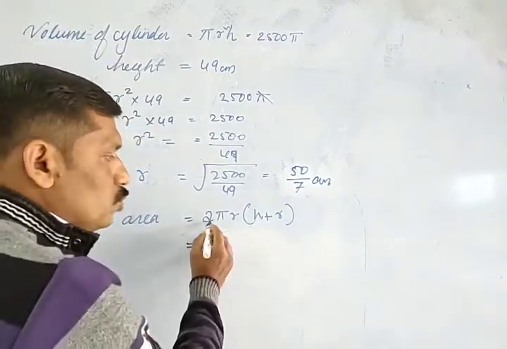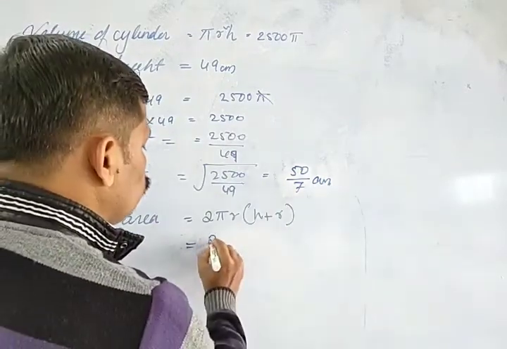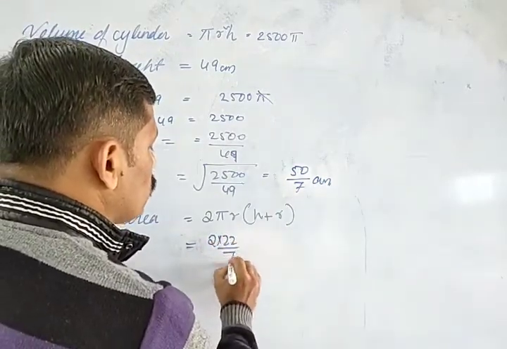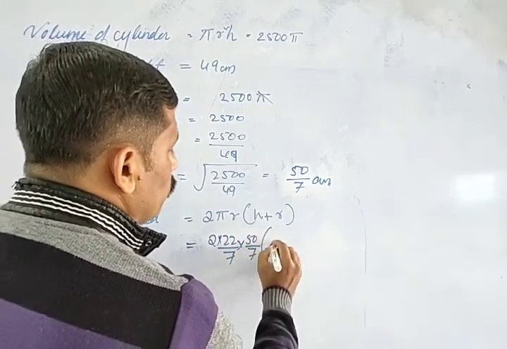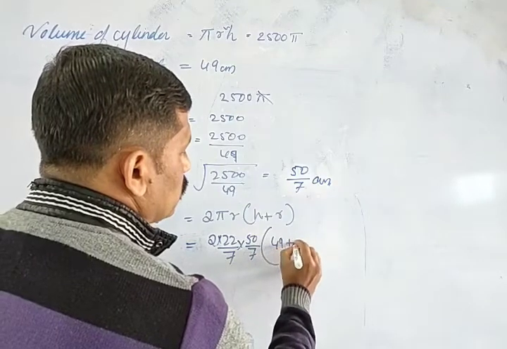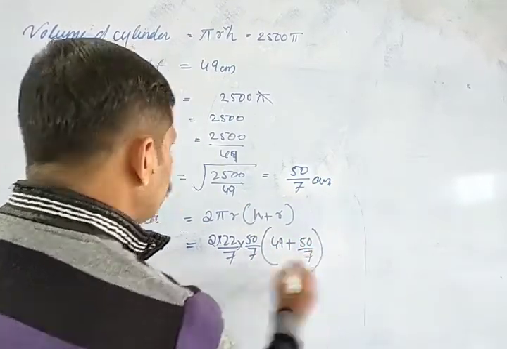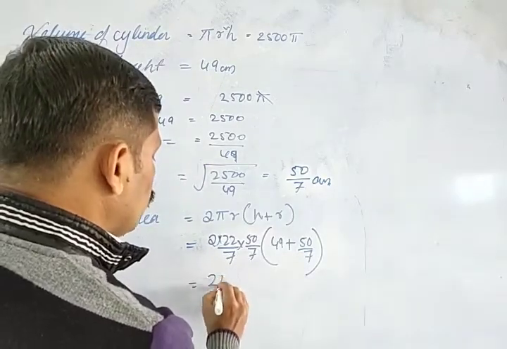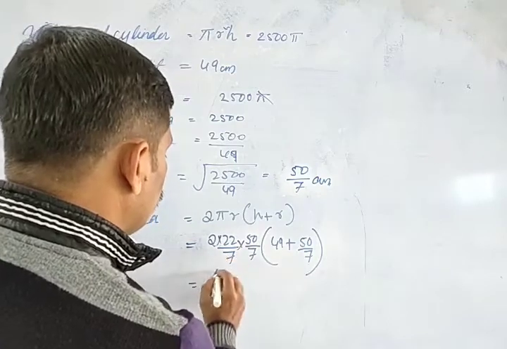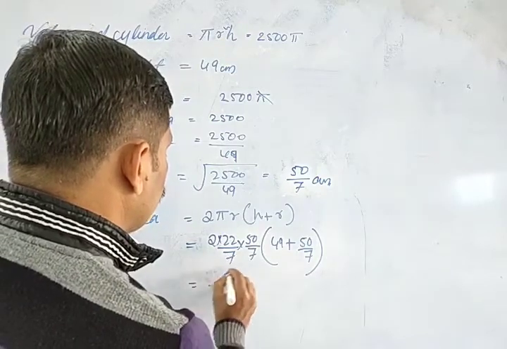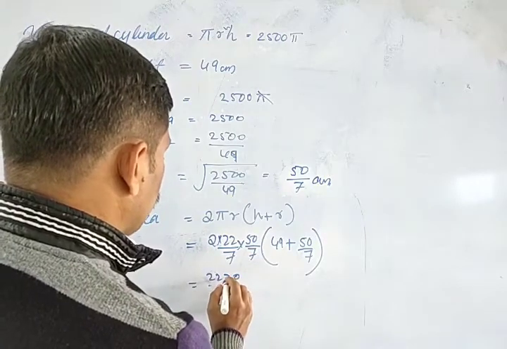Total surface area is 2 pi r into h plus r. Now we got the radius. So 2 into 22 upon 7 into 50 upon 7 into h 49 plus r 50 upon 7. That is equal to 2 into 22, that is 44. 44 into 5. 5 4s are 20, 5 4s are 20 plus 2, 22. 2200.